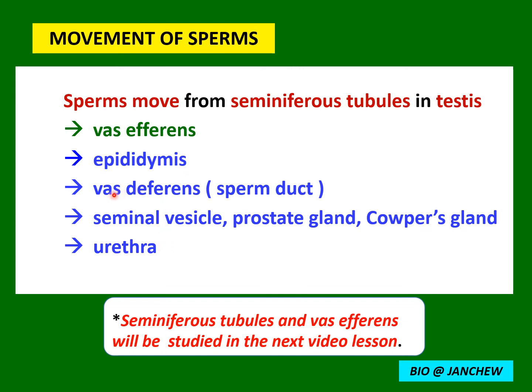After the vas deferens or sperm duct, the sperm will then be transported past the seminal vesicle, through the prostate gland, and past the Cowper's gland, where secretions will be added to form the semen or seminal fluid with the sperms. And after that, the semen will move through the urethra and out from the body.